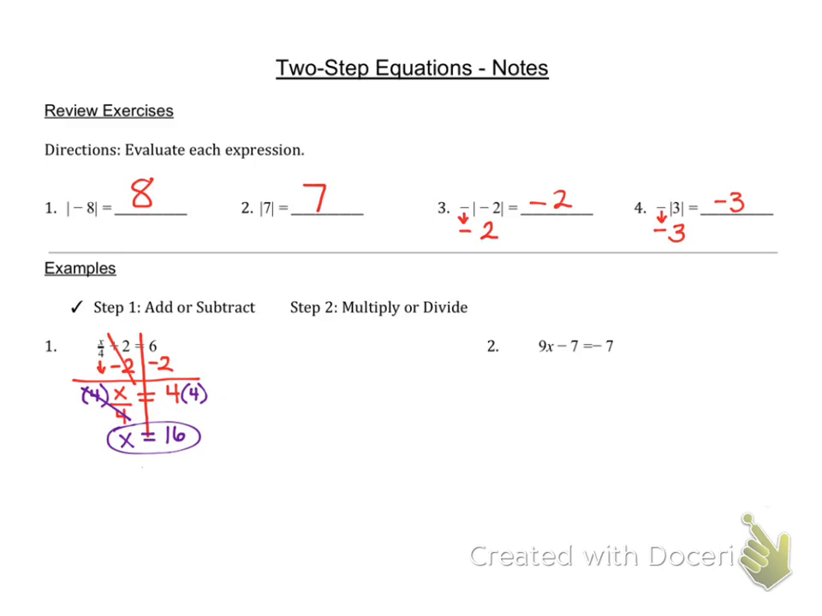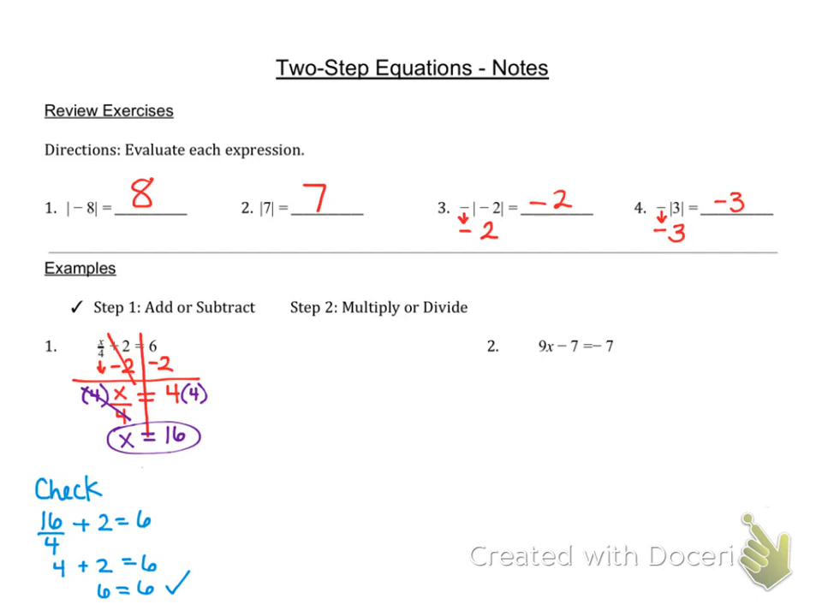Now let's go ahead and check our answer by substituting 16 back into our equation for our x value. So we have 16 divided by 4 plus 2 is equal to 6. 16 divided by 4 is 4. So we have 4 plus 2 equals 6, and keep simplifying the left side. 4 plus 2 is 6, and 6 equals 6. When both sides of the equation are the same number, that means that our answer is correct, and that 16 is our answer for x. So x is equal to 16.